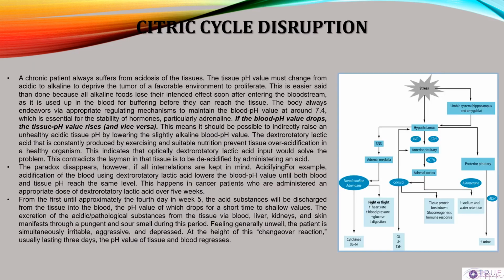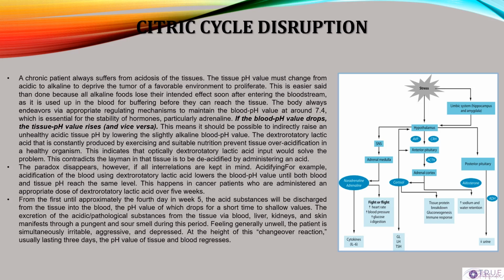A chronically diseased patient also always suffers from acidosis of the tissues. The pH value of the tissue must change from acidic to alkaline to deprive the tumor of a favorable environment to proliferate. And this is easier said than done because all alkaline foods lose their intended effect soon after they enter the bloodstream, as it is used up in the blood for buffering before they can reach the tissue.